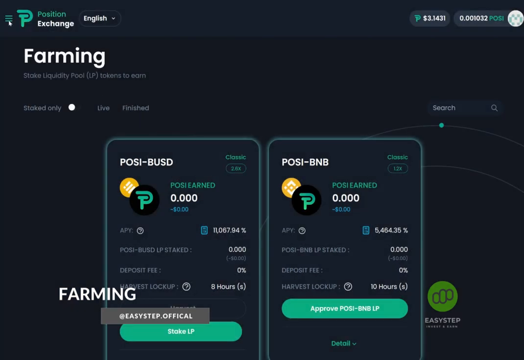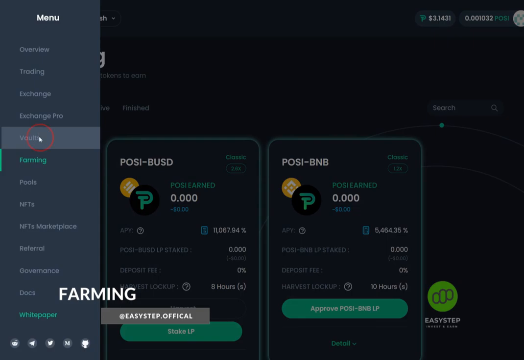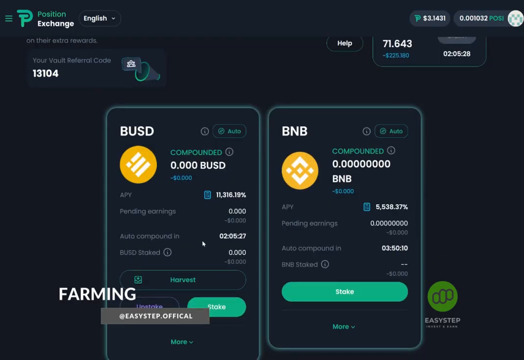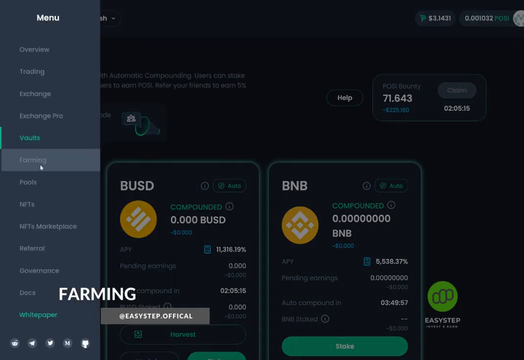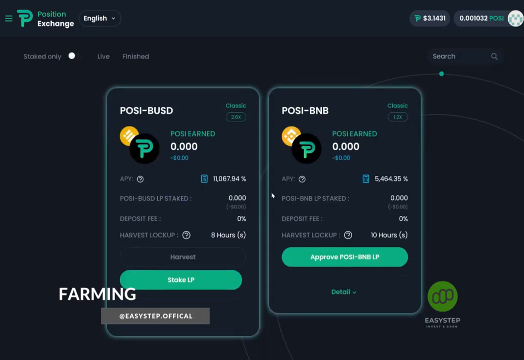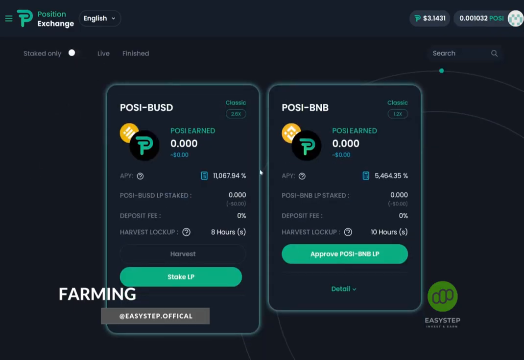And the reason I didn't like the vaults, let me go back here, is because they do have a deposit fee, and I believe that deposit fee is like 10%, and also they may even have a withdrawal fee. But when you look at the farming function here, there's no deposit fee at all for the POSI BUSD pair or the POSI BNB pair, and that's what really attracted me to the farming function.